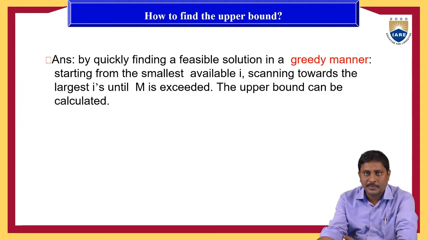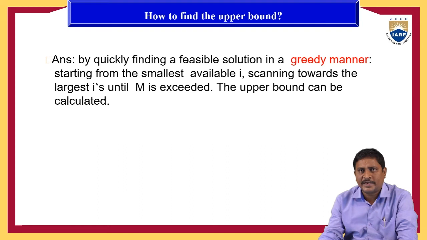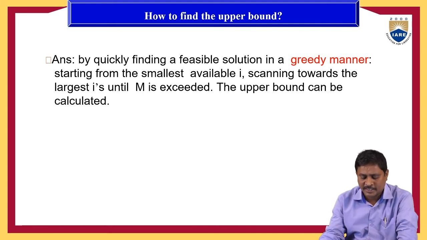Next, how to find the upper bound? By quickly finding a feasible solution in a greedy manner, starting from the smallest available and scanning toward the largest until M is exceeded, the upper bound can be calculated.